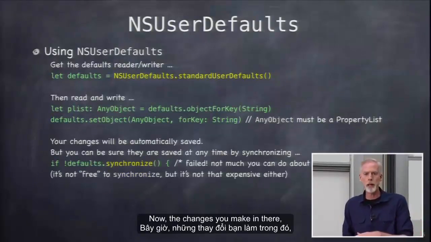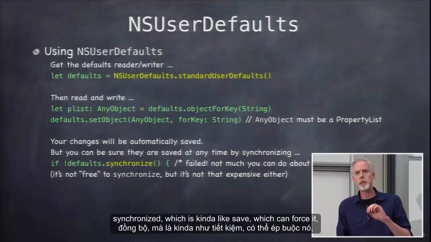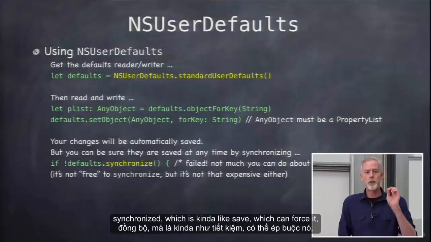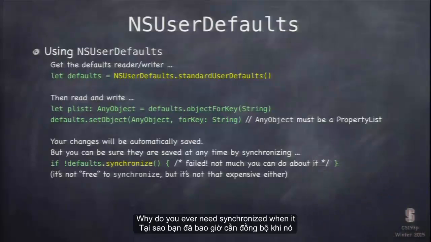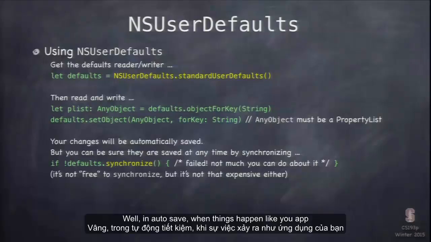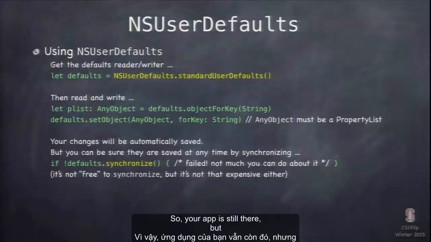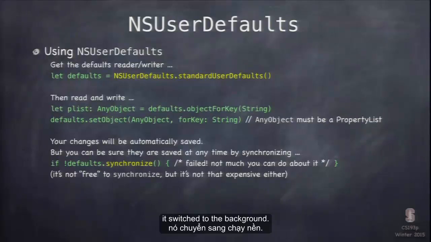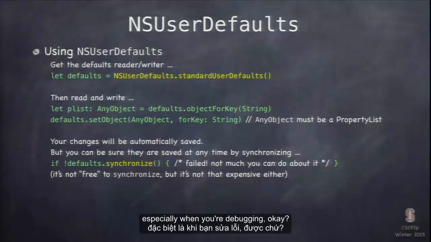Now, the changes you make in there are automatically saved, but there is a method called synchronize, which is kind of like save, which can force it to save out to disk. Why do you ever need synchronize when it auto-saves? Well, it auto-saves when things happen like your app stops being the frontmost app. The user switched to another app, and so your app is still there, but it's switched to the background. It'll save then. So it won't always save when you want, and especially when you're debugging.